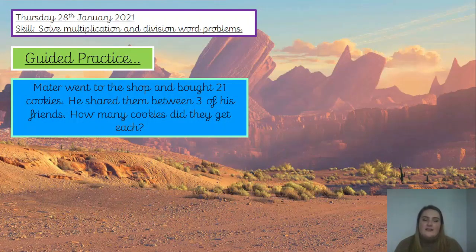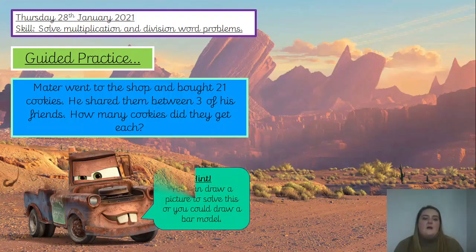Time for guided practice now then. Mater went to the shop and bought 21 cookies. He shared them between 3 of his friends. How many cookies did they get each? Now, here's a little bit of a hint then. You can draw a picture to solve this, or you could draw a bar model.